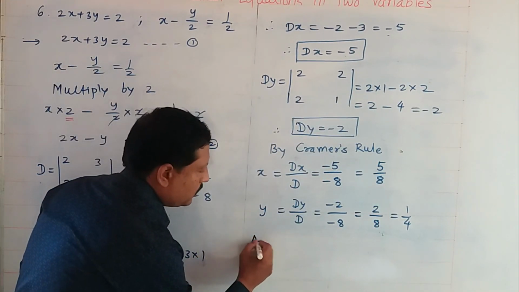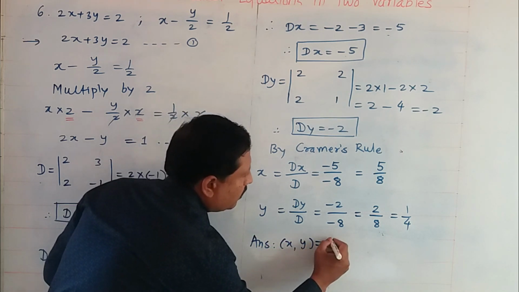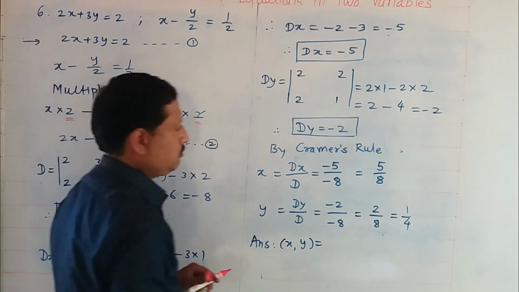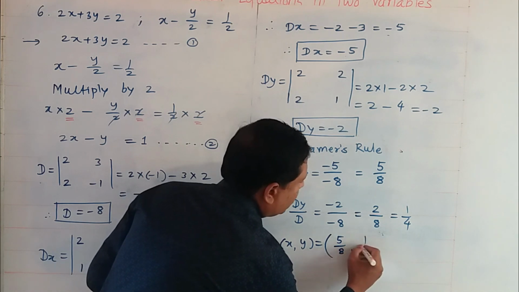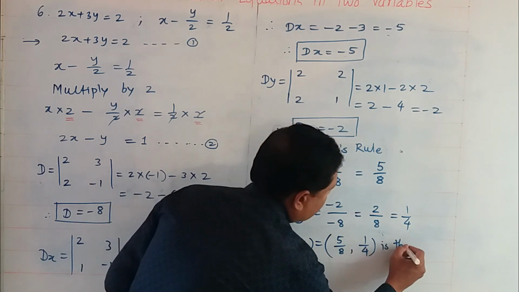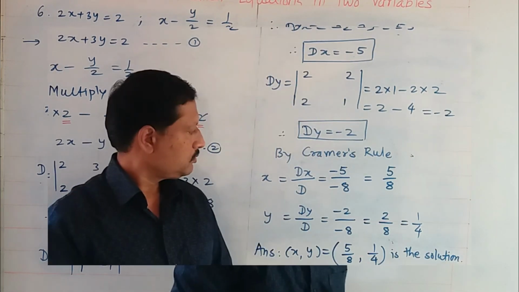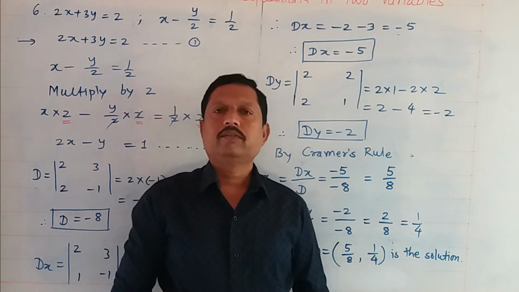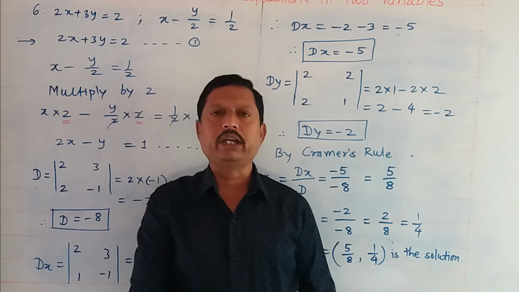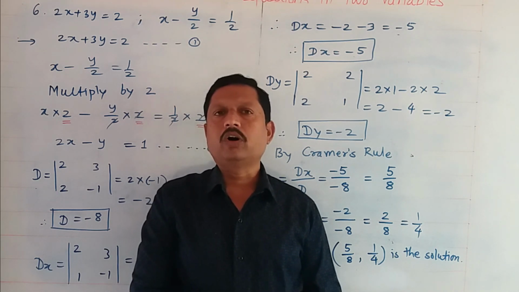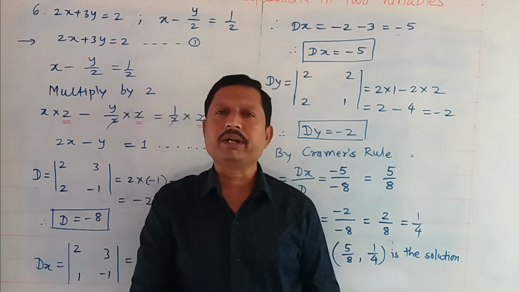Finally write down the answer. x, y is equal to 5 upon 8 and 1 upon 4 is the solution. In this way, we solved all the examples from the practice set number 1.3. This practice set is based on the Cramer's rule. That Cramer's rule is also called the determinant method.